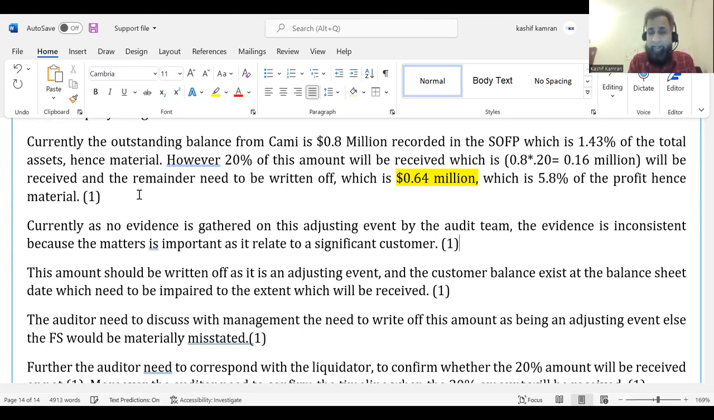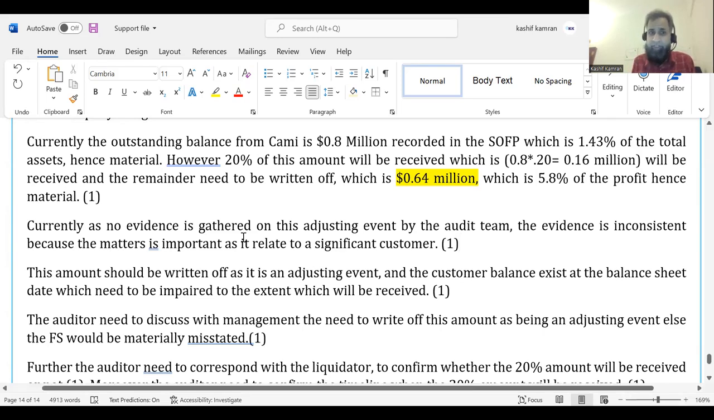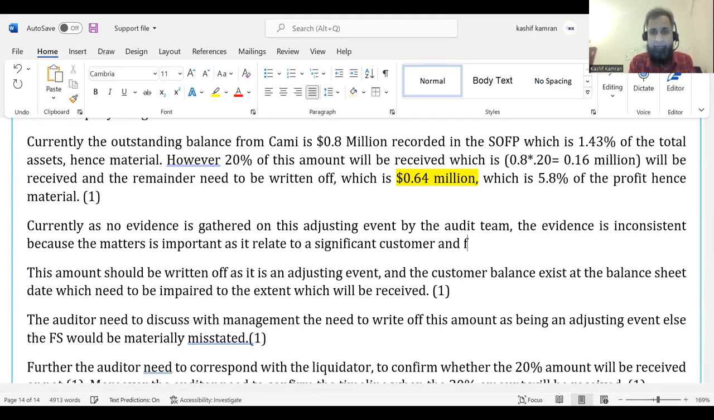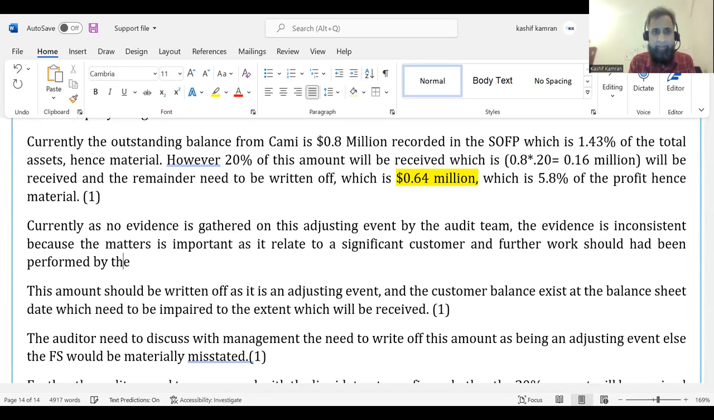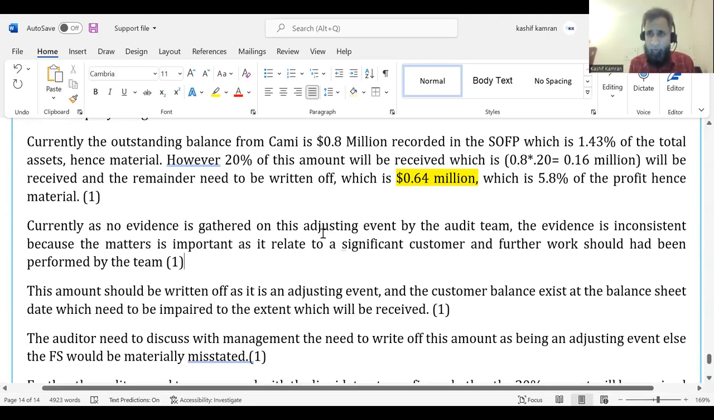So we have not done anything on it, right? Currently, no evidence is gathered on this adjusting event by the audit team. The evidence is inconsistent because the matter is important and relates to a significant customer, and further work should have been performed by the team. So you're commenting on the inconsistency and you're fetching 1 mark. So total number of marks have now gone to 6. Are you clear with what to do?